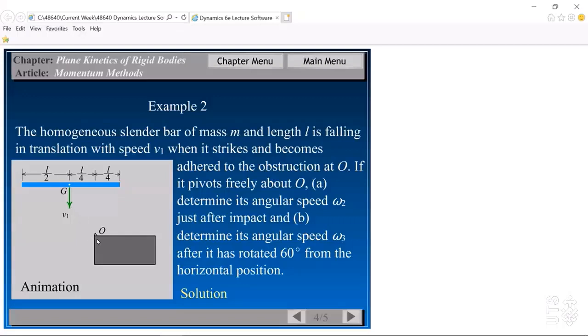State 3, immediately after this slant bar hits this corner point O. Because this bar becomes adhered to the obstruction at point O, immediately after this impact, the bar will be undergoing rotation about a fixed axis through point O. State 4, when this bar has rotated 60 degrees from the horizontal position. So totally 4 states.